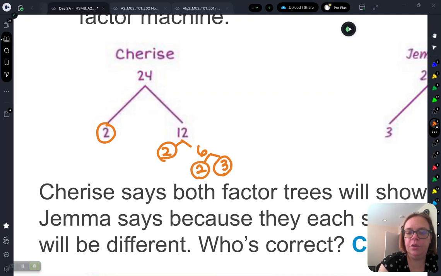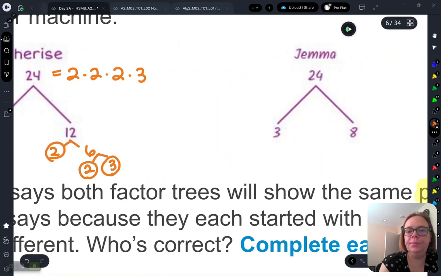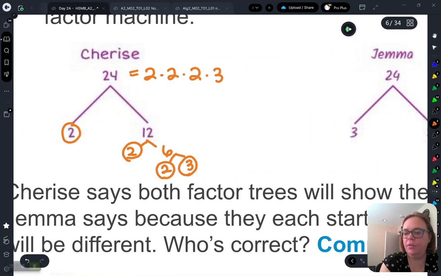So the prime factorization of 24 from this tree is 2 times 2 times 2 times 3. Those are the primes. I'm just basically copying the primes here. 2, 2, 2, 3.